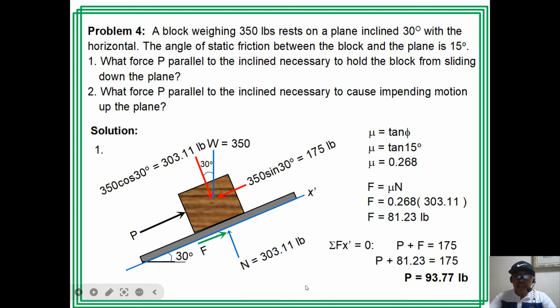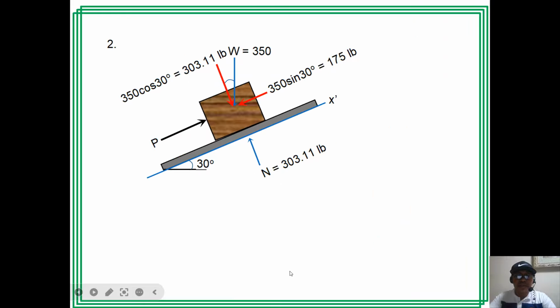Okay, in the figure, we have the same figure. The only difference is the direction of the friction. Because when you apply the force P, the block will start to move up, so our friction opposes the motion and is now directed downward, opposite to the possible motion. We have the same value, 175, and the same value for the friction, 81.23. And then we are asked for P.